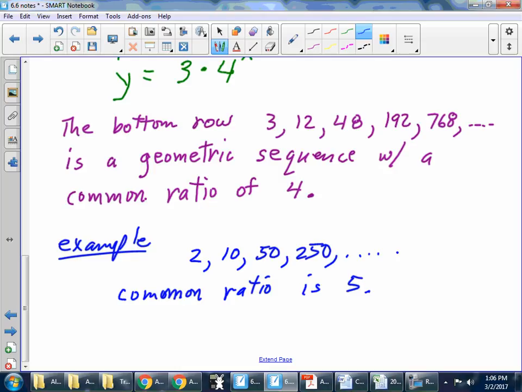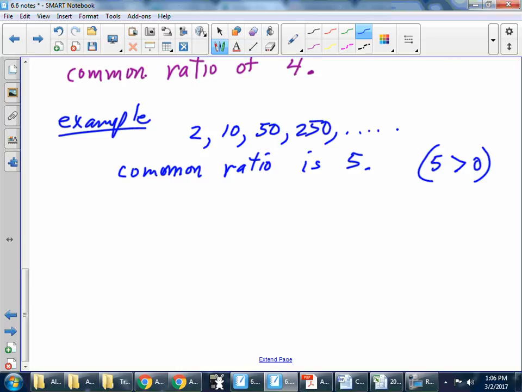The common ratio is 5 because you go 2 times 5, you get 10. 10 times 5, you get 50. Notice that 5 is greater than 0. And I'm going to show you one that's less than 0 now. That'll be number 1, and this will be number 2.